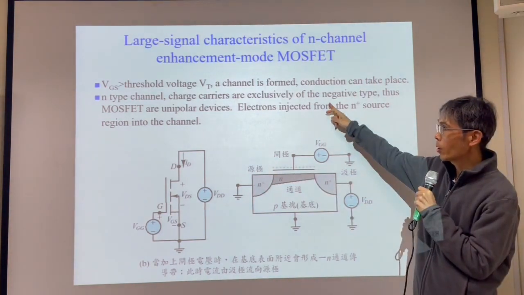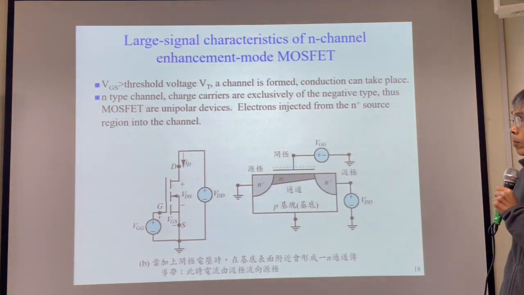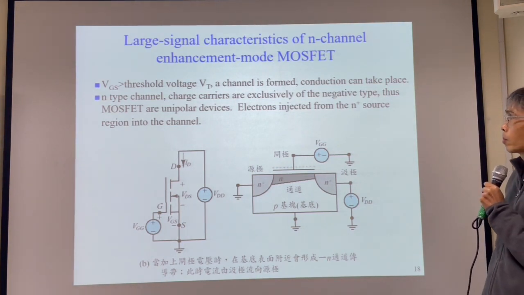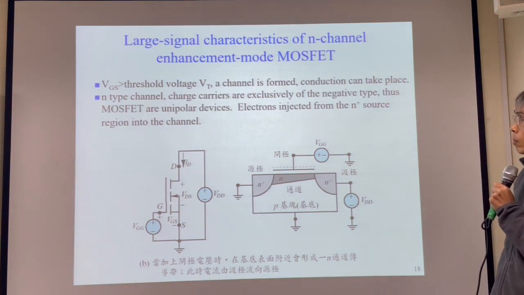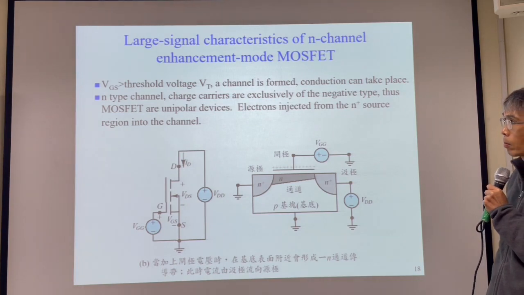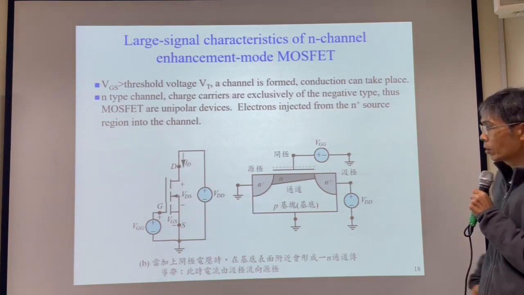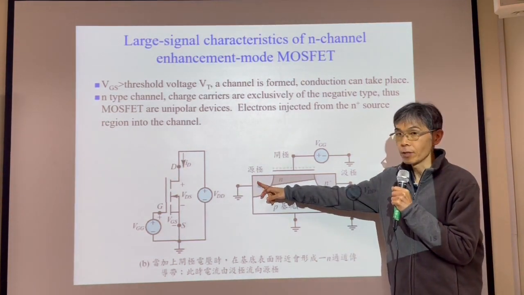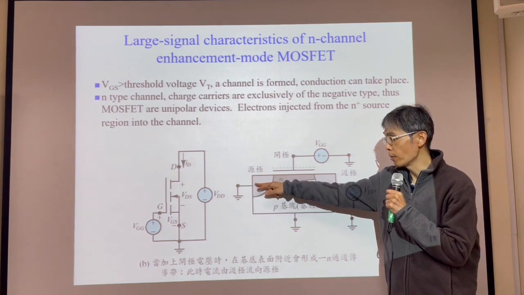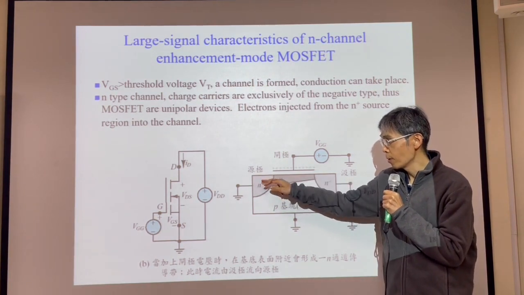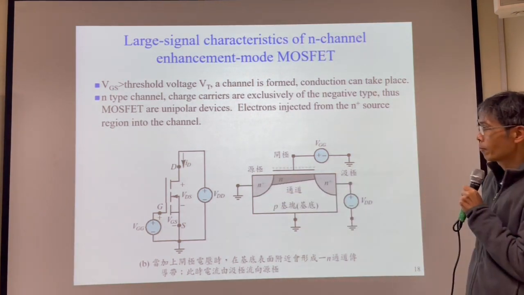Kyler, could you read the second one? N-type channel charge carriers are exclusively of the negative type, as MOSFETs are unipolar devices. Electrons are injected from the N-plus source region into the channel. Okay, so this is the supply of electrons. Electrons coming from this source.